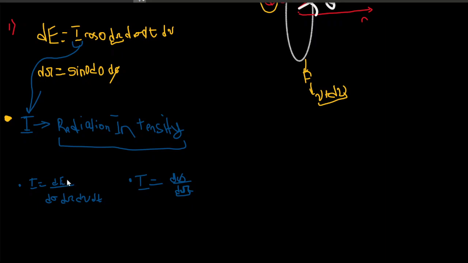This radiant energy is similar to this d phi. I have written it here because I have defined radiation power as E. Or you can say that this is basically this. So don't be confused between these two. So this is how radiation intensity is defined.